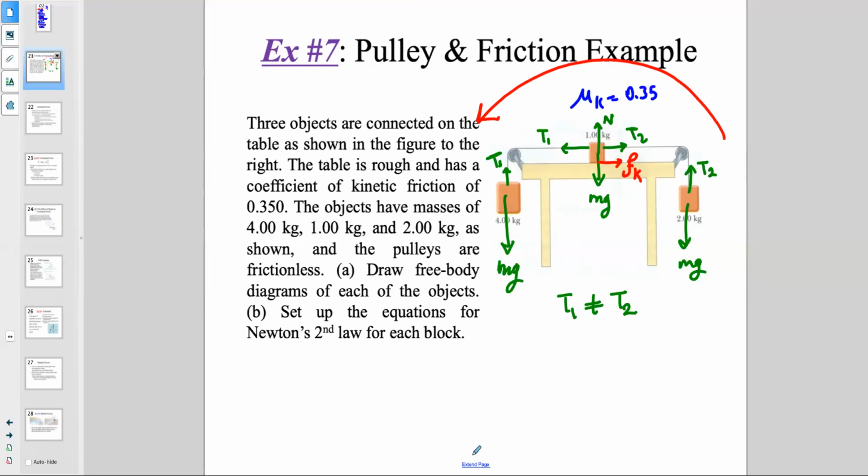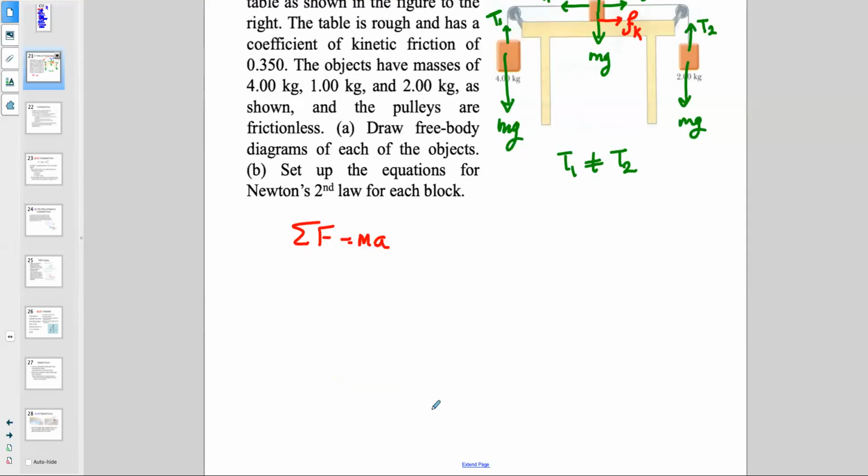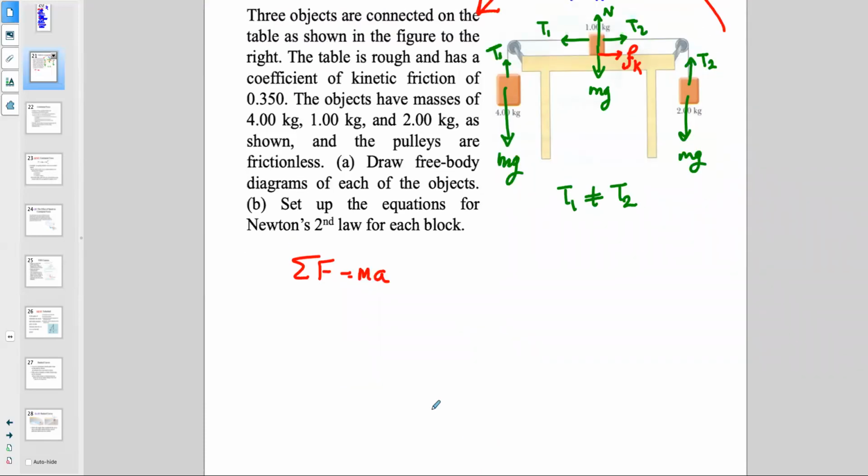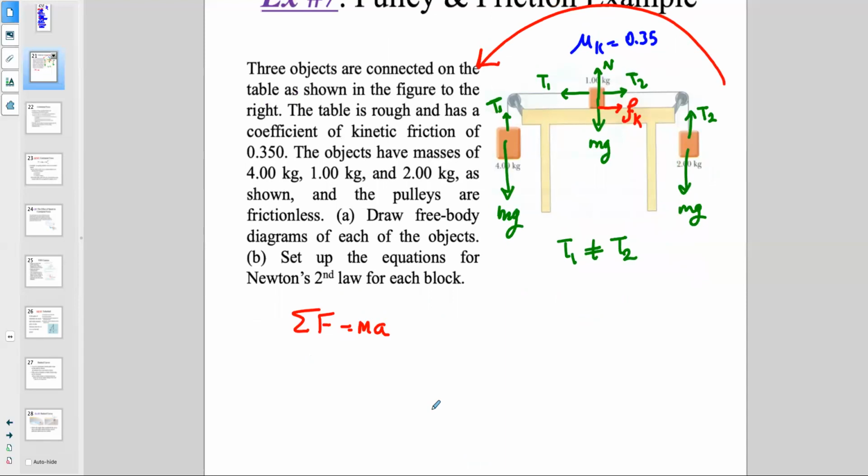So that's what we did. Now let's go ahead and write Newton's second law. So sigma F equals ma, that's what it is, right? So let's see what we have. If they are moving counterclockwise, and all the internal forces will cancel out, as we said, or all the forces that are caused by the objects will cancel out, what are we left with? We have mg down here.